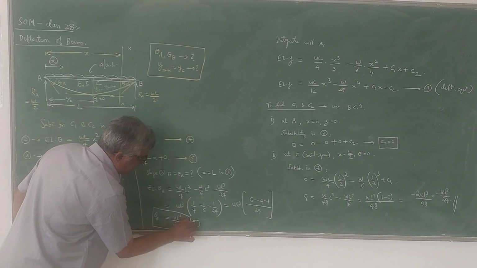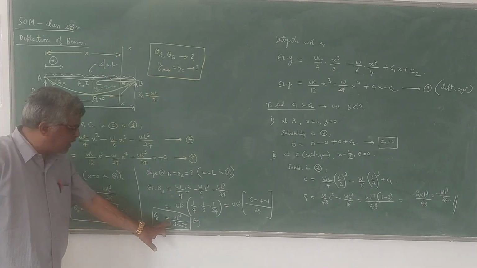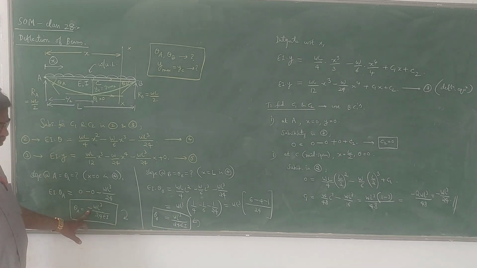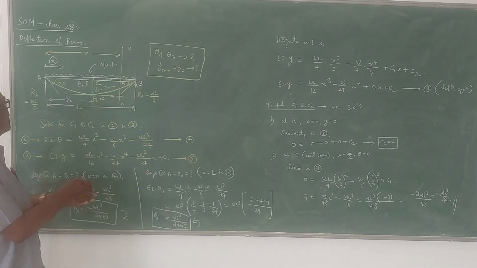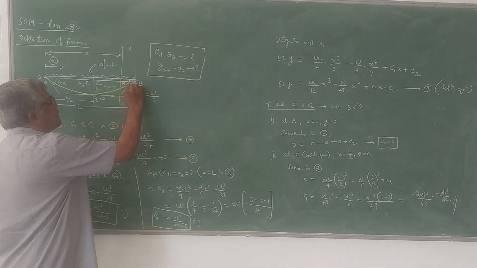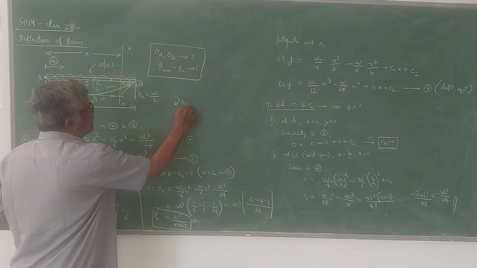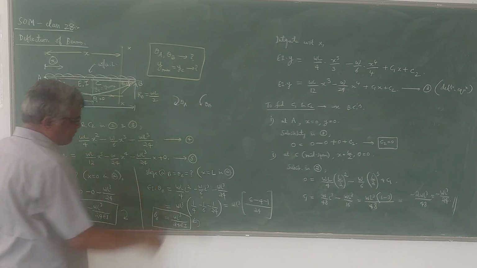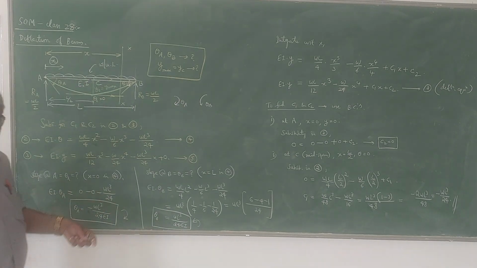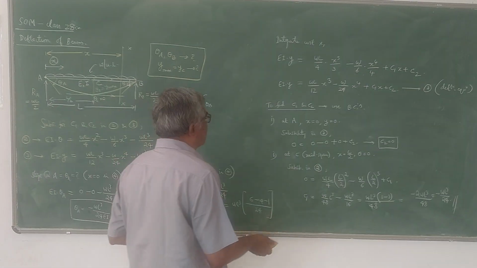It is positive, so positive means anti-clockwise. I had told you in the beginning that these two values are numerically the same. Negative means clockwise rotation or slope, and positive means anti-clockwise rotation or slope, measured from the axis in the anti-clockwise direction. So theta A will be like this, theta B will be like this. Numerically they have the same value, so this plus and minus sign represents the direction. This is how we can find out the slope at A and B.